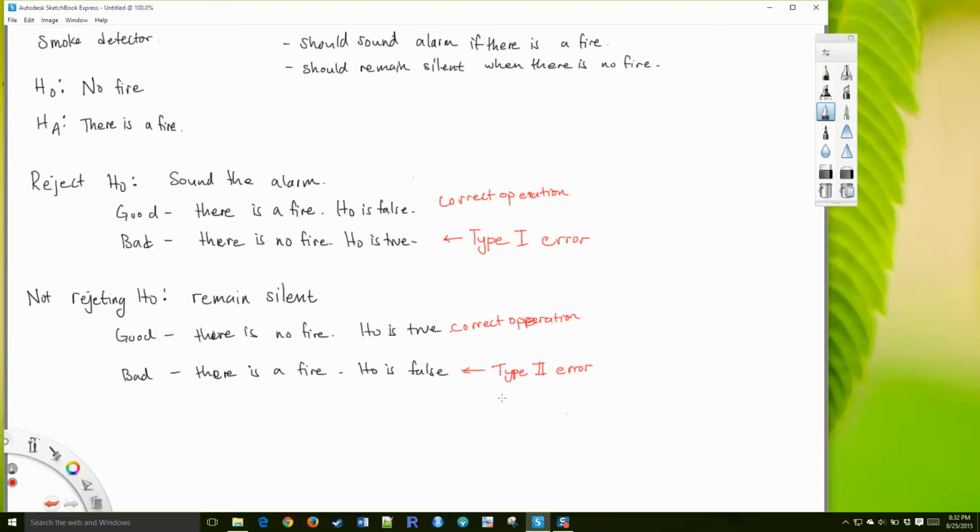Yeah, I would say the type 2 error is worse, right? Type 1 error is a false alarm. That's just annoying, but it's not a big deal, okay? Type 2 error is potentially deadly, right? There's actually a fire going on, but the people in the building aren't aware of it, okay? So type 2 error is worse.